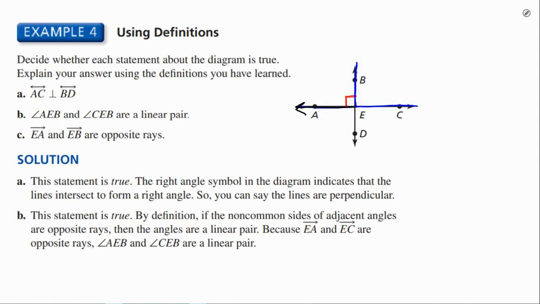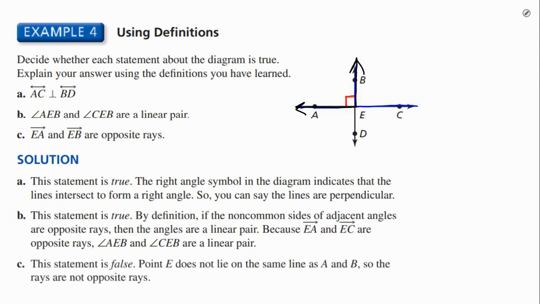And we're looking at ray EB. So EB is this direction right here. And they want to say that they are opposite rays. And it turns out, though, that they are not opposite rays. This is actually a false statement. So point E does not lie on the same line as A and B does. So A and B are not on the same line. So because they're not on the same line, they are in fact not opposite rays.